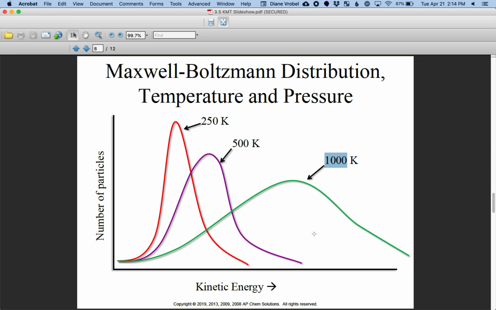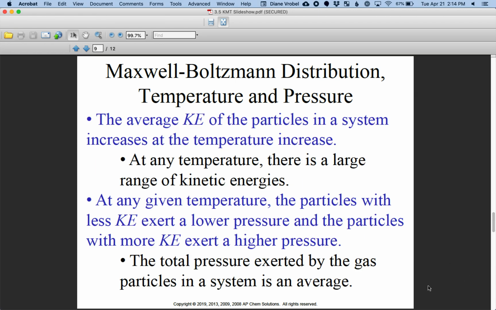So you could argue that with this green curve, the majority of the particles are spread out over a wider range of temperatures. So the average kinetic energy of a gas actually increases. So we have a larger range of kinetic energy. So at that 1000 Kelvin, we have a wider range of particles that are at different temperatures.